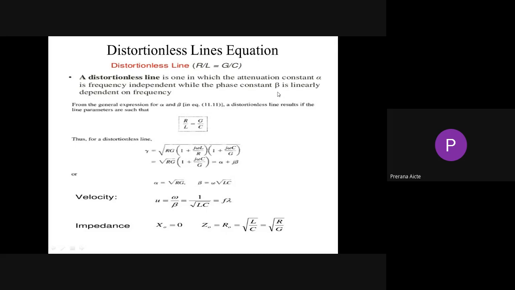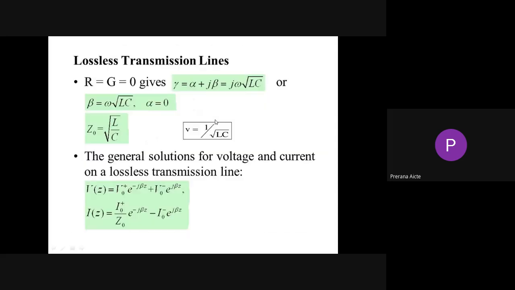So any transmission line can satisfy this condition: R by L is equal to G by C, or R by G is equal to L by C; both are the same. Taking G to this side and L to the other side, R by G is equal to L by C. Resistance, conductance, inductance, capacitance.